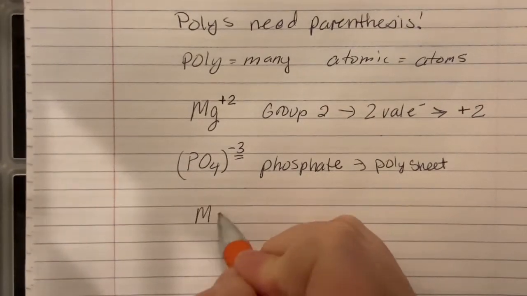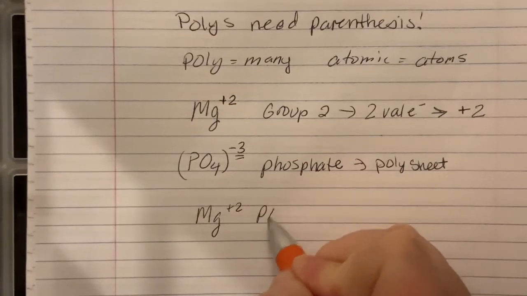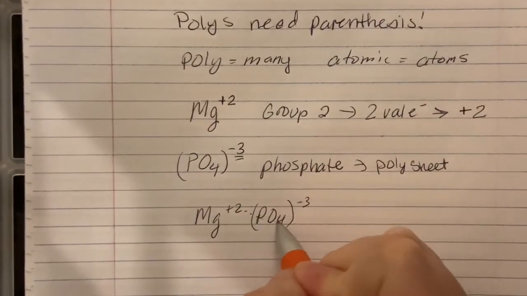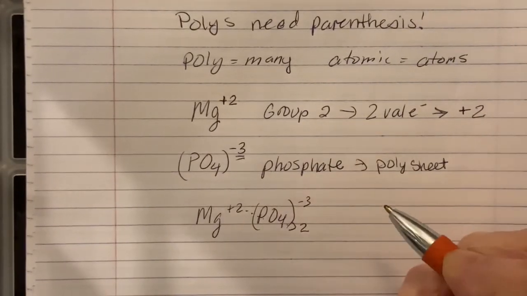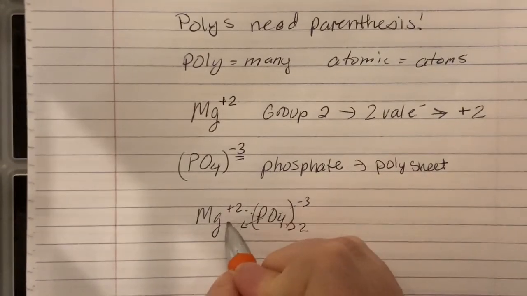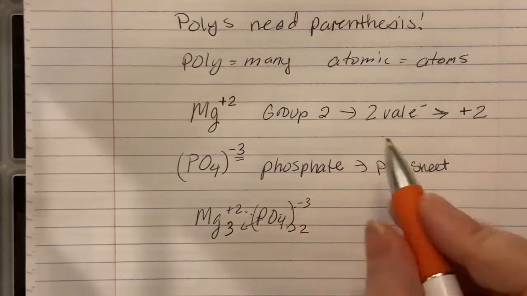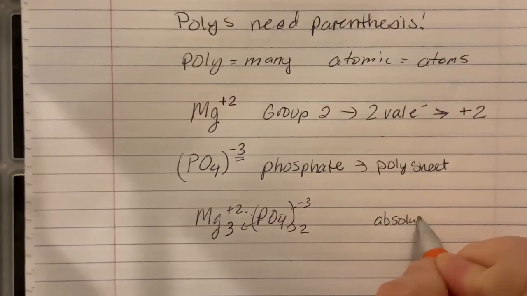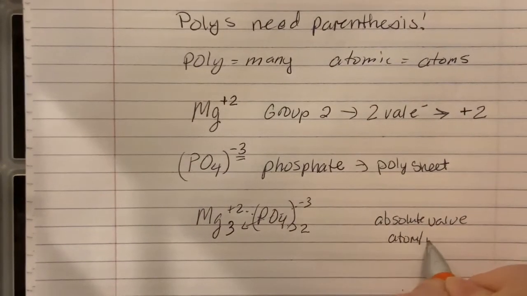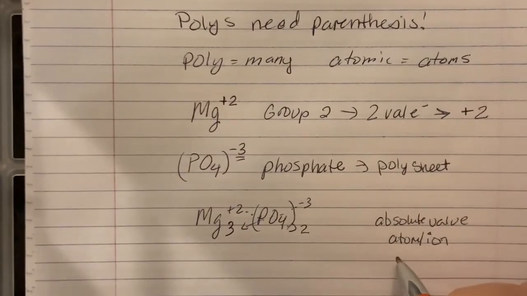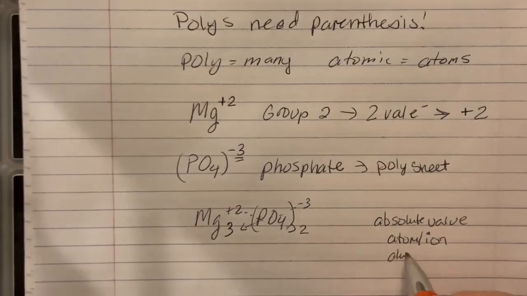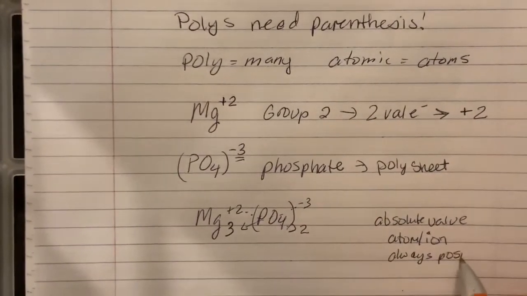Now when I cross those two, I have magnesium +2, phosphate -3, and when I cross them, the 2 goes outside the parentheses, and the -3, again, outside the parentheses, but it becomes a positive because we always put the absolute value, because it's an atom or an ion. And so we can't have negative atoms or negative ions, so it is always positive for subscripts.